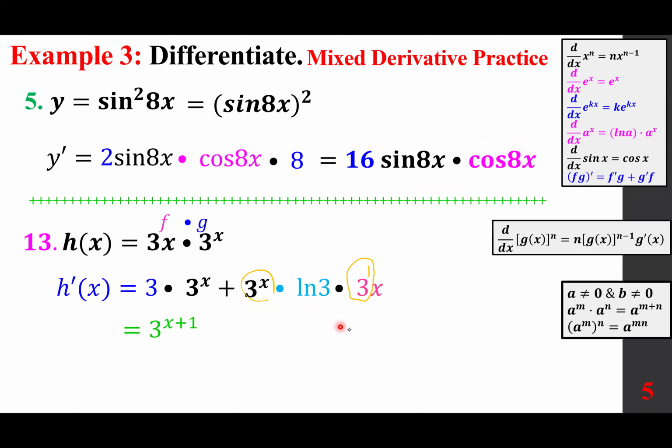We are left with ln 3 as well as x. So now 3 to the power of x plus 1 is in common. If I take this out, then this gives me 1, and this gives me whatever is left, ln 3 times x, which we write as x ln 3.